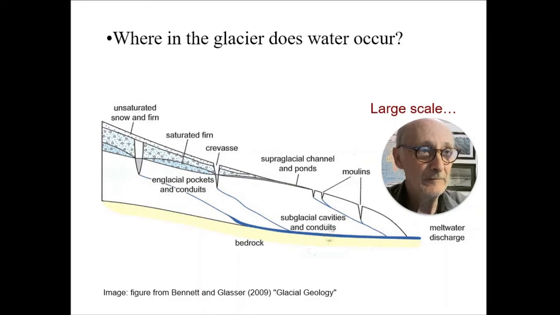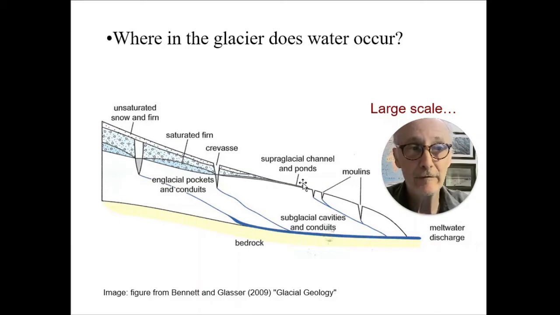In this diagram, for example, which illustrates what's going on at the large scale, there's potentially water within the snow and firn in the accumulation area. There's water in crevasses in that part of the system. There's water flowing englacially, either held in pockets or flowing through conduits, water in crevasses again, coming down from the accumulation zone past the ELA down into the ablation zone.